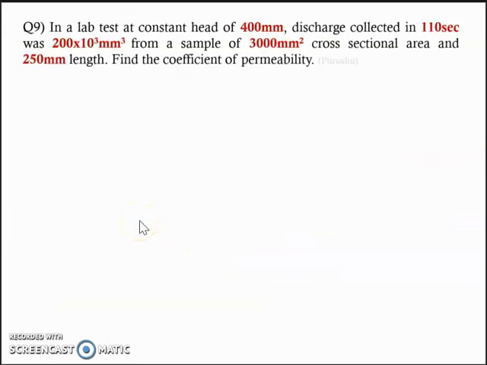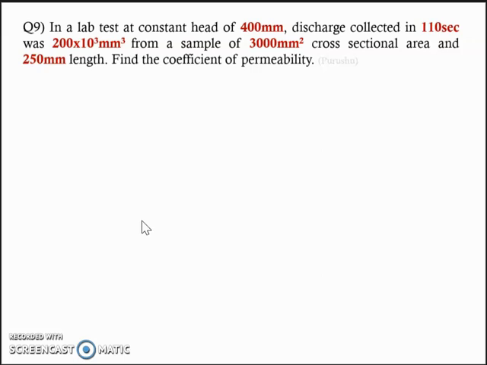Question number 9. In a laboratory test at constant head of 400 mm, the discharge collected in 110 seconds was 200 multiplied by 10 to the power of 3 millimeter cube from a sample of 3000 millimeter square cross-sectional area and 250 millimeter length. Find the coefficient of permeability.